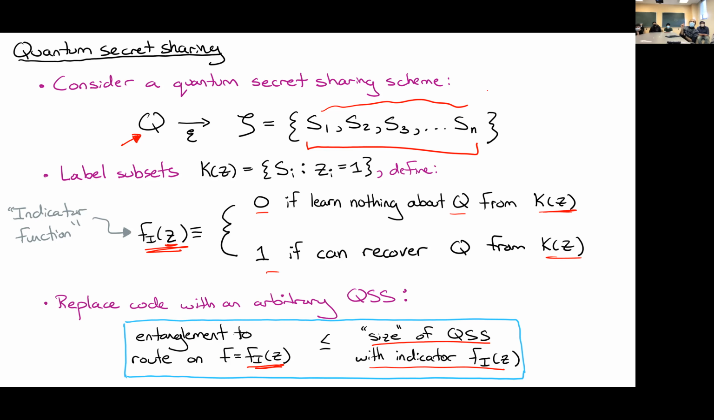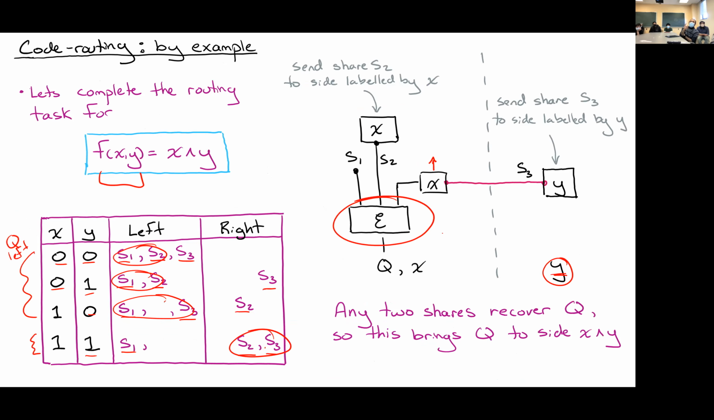Alex? Yeah. In the previous example, on the previous slide, we would say that the entanglement cost of this is that EPR pair that you shared, so that you could send S3. So there's one entangled pair cost for this.